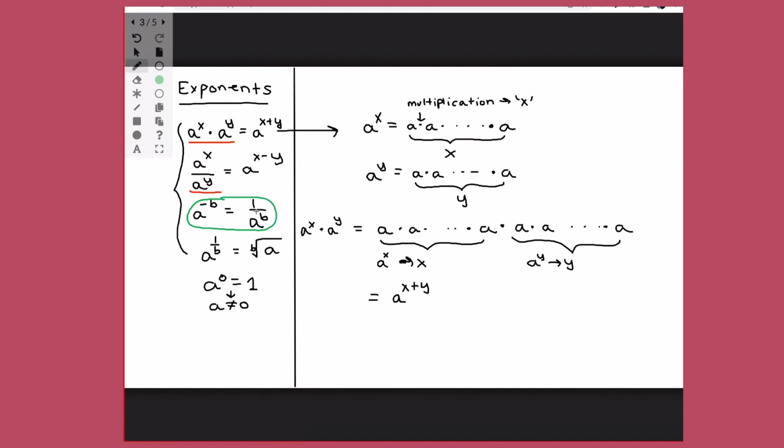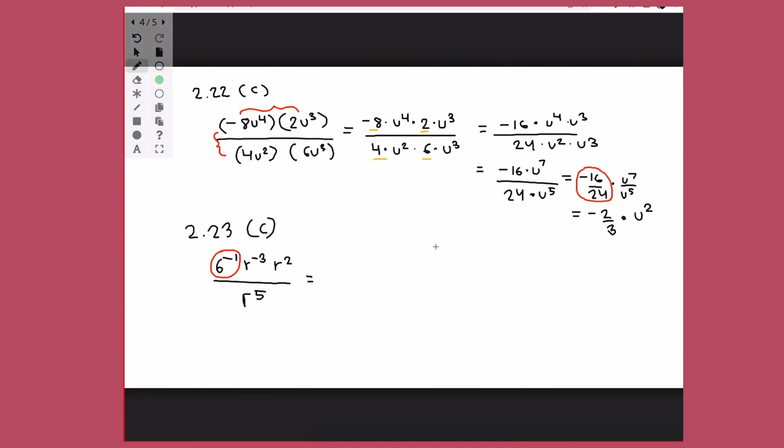Over here, we know that a to the power negative b is equal to 1 over a to the power b. So using this, 6 to the power negative 1 would just be 1 over 6 to the power 1, which is just 1 over 6. So we got rid of the constant term here. And now we need to take care of these r terms. First, on the numerator, we add these two exponents. So minus 3 plus 2 is just minus 1.